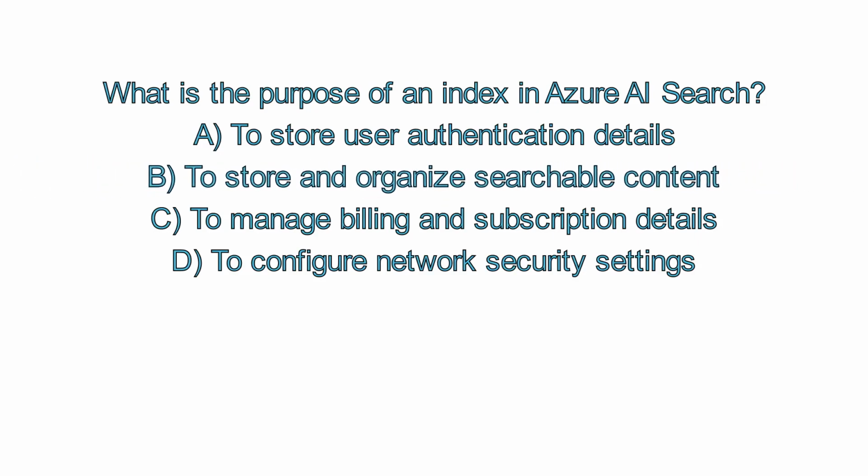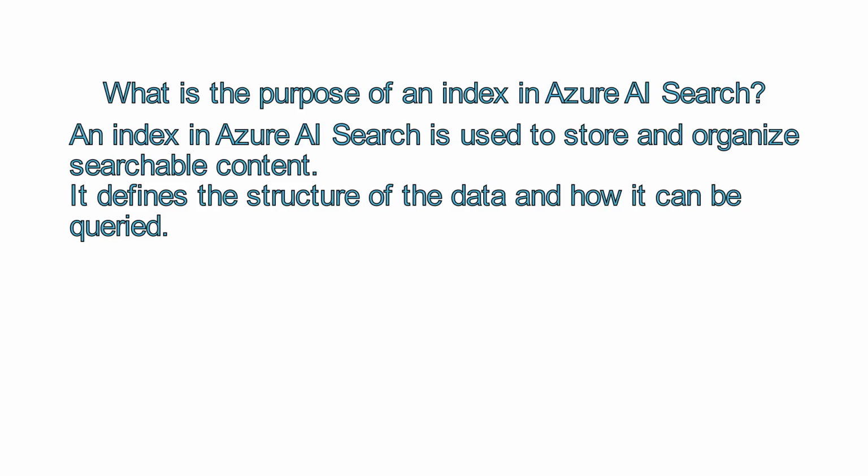The correct answer is B. To store and organize searchable content. An index in Azure AI Search is used to store and organize searchable content. It defines the structure of the data and how it can be queried.